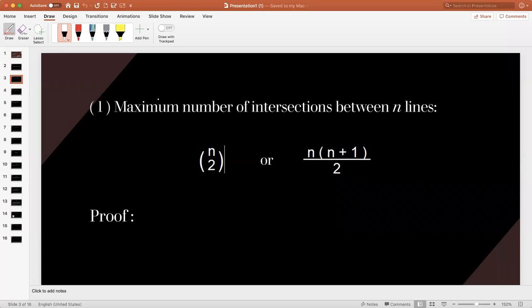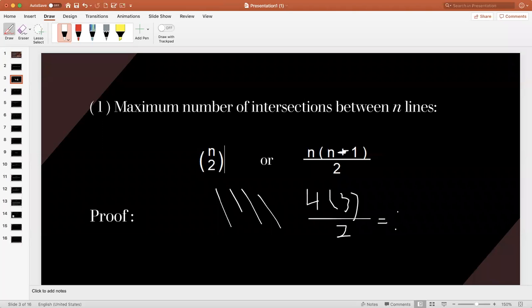So our first rule is that the maximum number of intersections between n lines is n choose 2, or n times n minus 1, divided by 2. Let me explain what it actually means. If we have four lines right now, then the maximum number of intersections is 4 times 4 minus 1, which is 3, all of this divided by 2, which is 6. So the number of maximum intersections between four lines is 6.